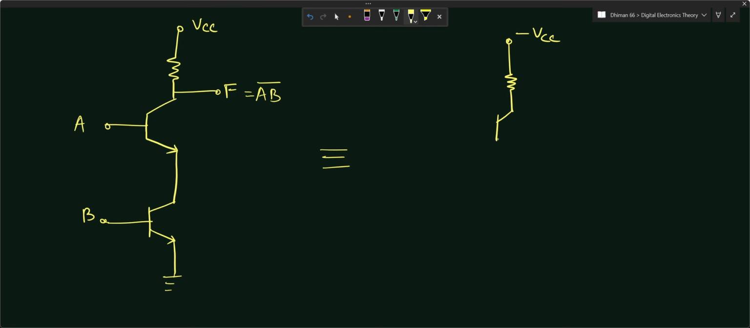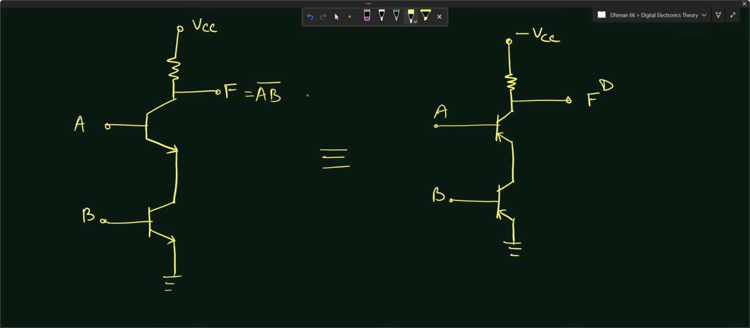So let me draw here. Here we'll be having a PNP transistor. Next we have another NPN transistor, which will also be replaced by a PNP transistor. So this is input B, this is input A. These are the inputs. Now we have to take the output from here, F, and in the superscript we are writing D. This D means it is the dual of the given function.